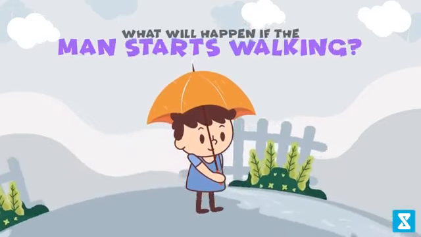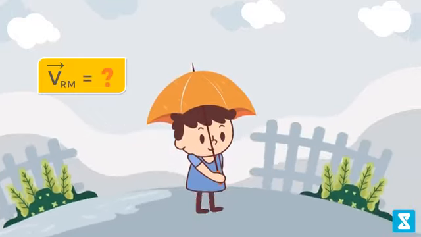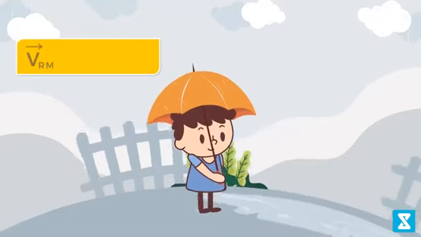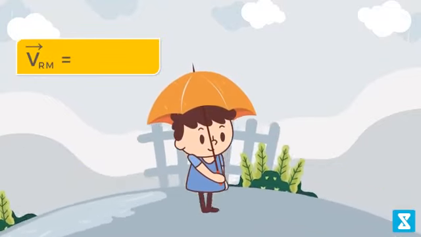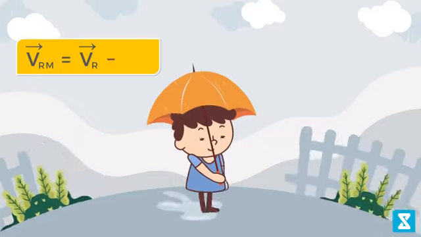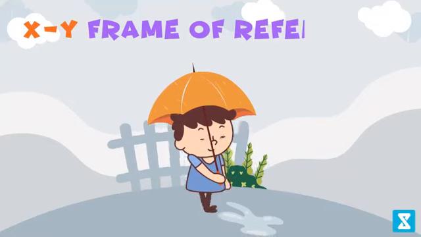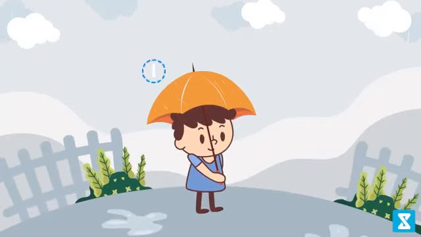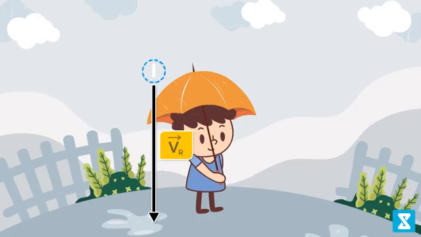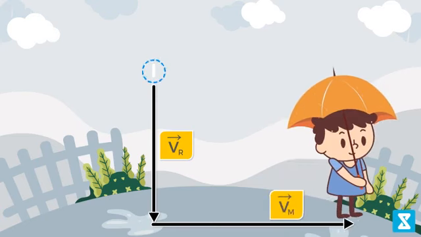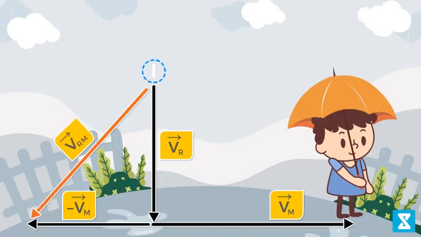To answer this correctly, we need to find the velocity of rainfall with respect to the man. The velocity of raindrops with respect to man, Vrm, is given by the relation: velocity of rain, Vr, minus velocity of man, Vm. Let's consider this xy frame of reference. Since the rain is falling vertically downward in the y direction, let's say Vr vector. And the man is moving towards the right along the x direction with velocity Vm. So minus Vm vector would be in the minus x direction.